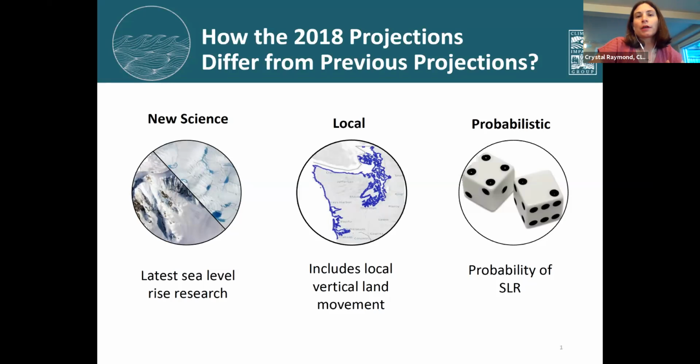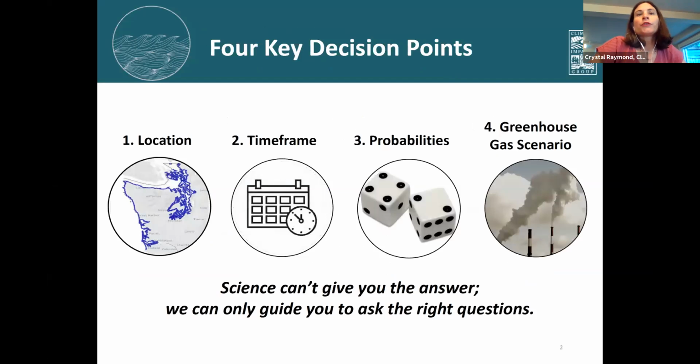And with that comes a need to make some very conscious decisions about which numbers are used and how to choose those numbers for different situations. So the How to Choose document includes 4 different decision points, and I'm going to walk through the processes of making these decisions. The location that you use, which time frame you use, which probabilities of sea level rise you select, and for which greenhouse gas scenarios.